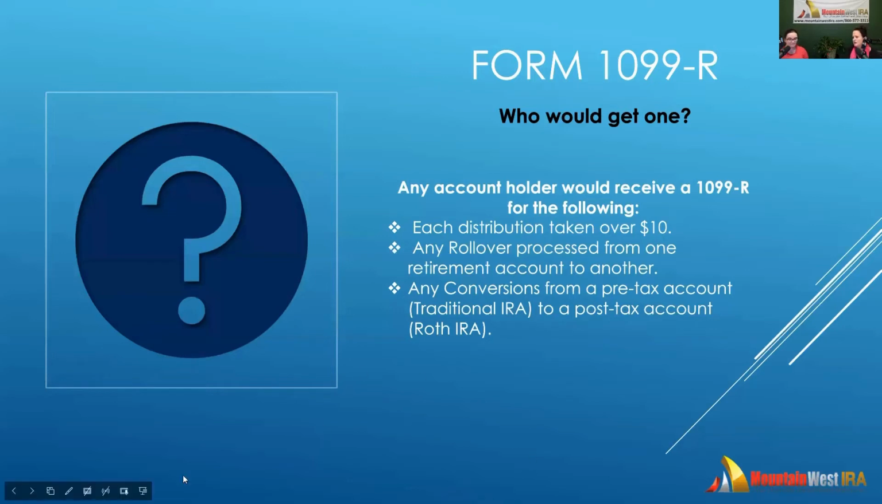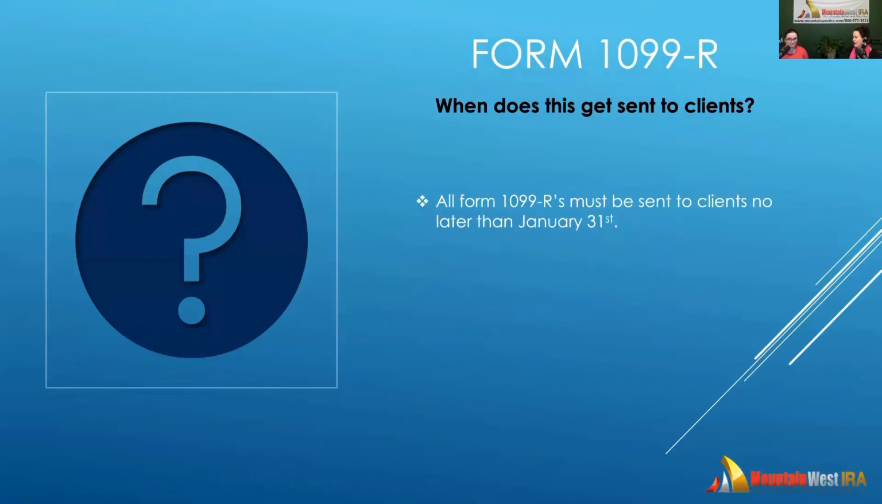And let's see, when does this get sent to the clients? 1099-Rs are required by the IRS to be sent to clients no later than January 31st. And I get this in the mail? No, instead of mailing them out, we will upload them to your client portal. You'll get an email that you have a new document to view. That way you can print it out. If you lose it, you can go print it out again. You're not having to call us and get copies of it, or it got lost in the mail. It's right at your fingertips. Okay. So that's one reason why it's good to have that portal and be able to get in and see everything in your account. All right.